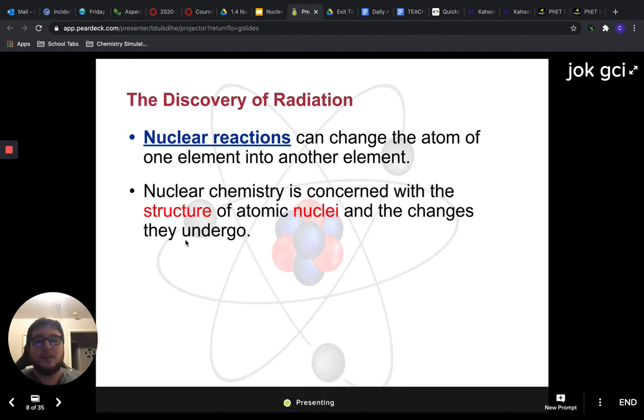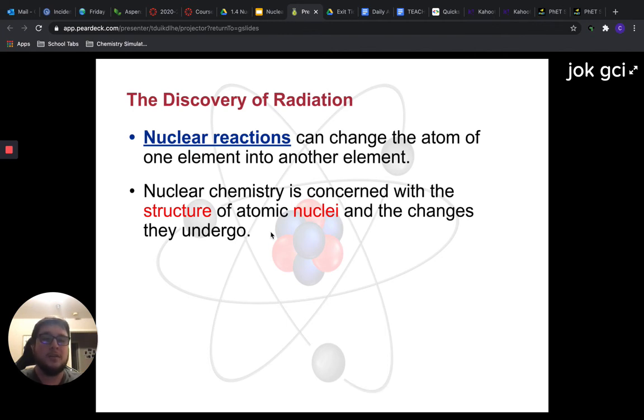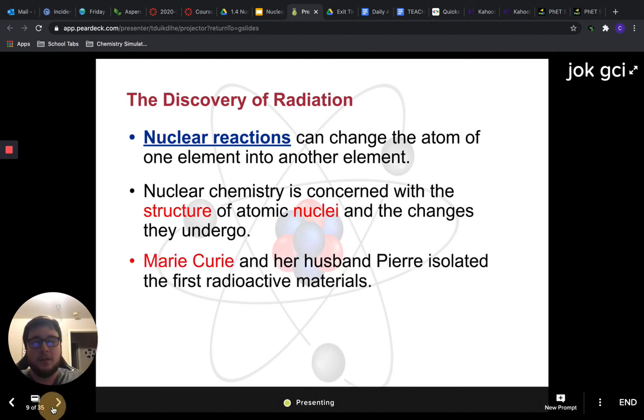And whenever we talk about nuclear chemistry, then we're talking about the structure of nuclei. Nuclei is just the plural of nucleus. So we're talking about the structure of nuclei and then the changes that they undergo. That's what nuclear chemistry is going to look at. So we're looking at the nucleus of an atom.